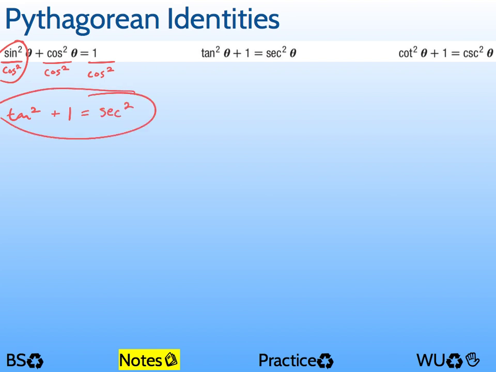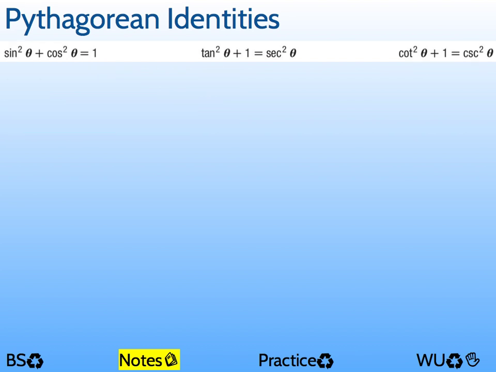Look what we've done here. We derived that Pythagorean identity. You can try it yourself. If you divide everything by sine squared instead of cosine squared, guess what? You'll get this one over here. So when memorizing these Pythagorean identities, the most important one is sine squared plus cosine squared equals 1. And then if you divide by sine squared or cosine squared, you'll get the other two.